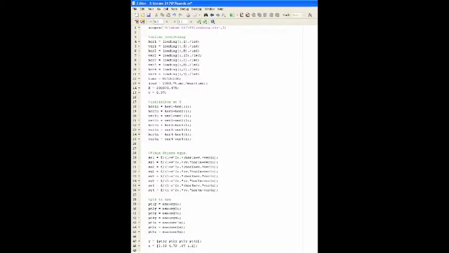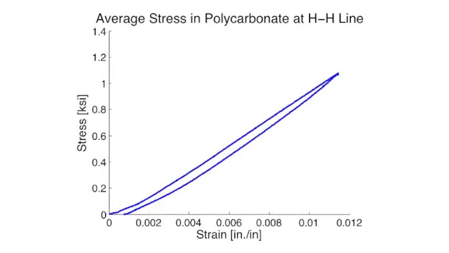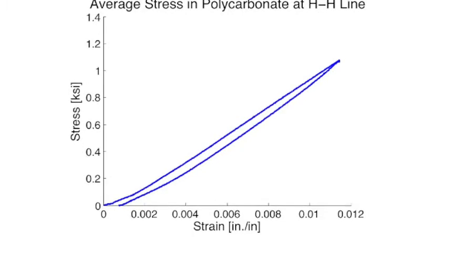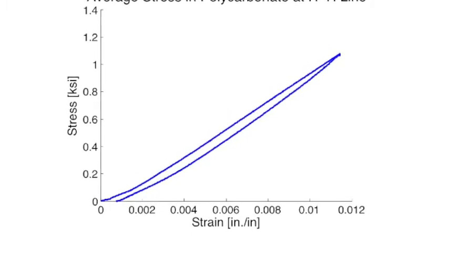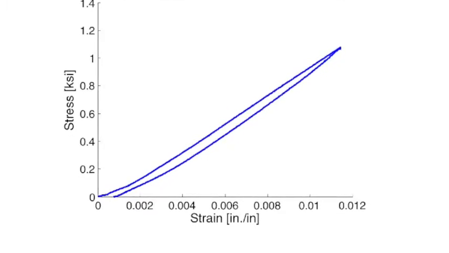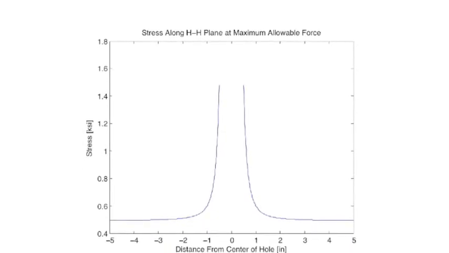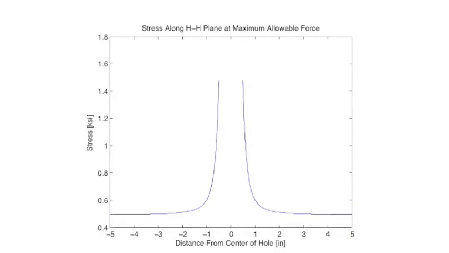Using the shown MATLAB script, the produced graph shows the average stress at the HH line. This roughly corresponds to the predicted value, as the maximum average stress is about the average value of the curve produced when MATLAB predicted the stress as a function of the distance away from the center of the hole.